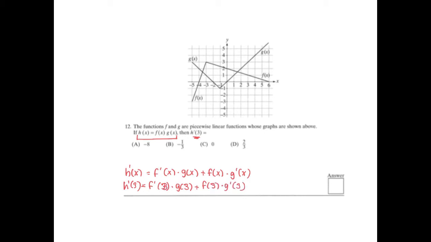What is f prime of 3? F prime of 3 means at 3 on the f curve, what is the slope? So the slope is down 1 over 1, 2, 3. So the slope is going to be negative 1/3. And then g of 3 on the g curve, I'm at 3. So that's just 3. Plus f of 3 is simply 1. And then g prime of 3 means on the g curve at x equals 3, what's the slope? So I'm going up 1, 2 over 1, 2. So the slope is 1. So basically I have negative 1 plus 1 or 0. So C is my final answer.